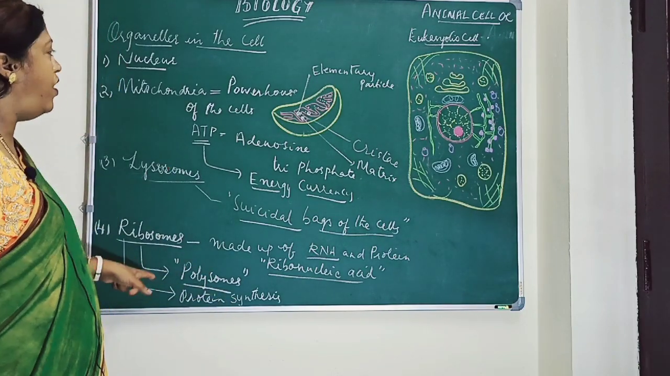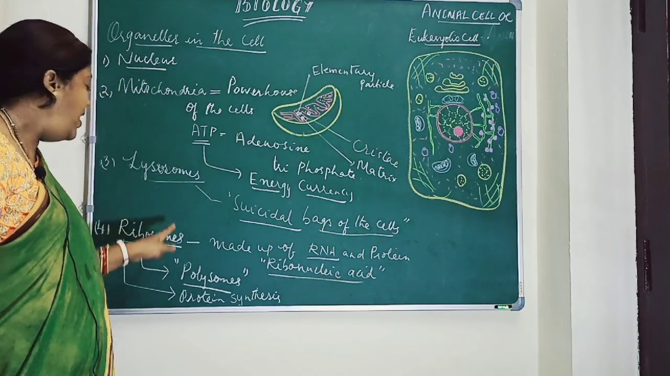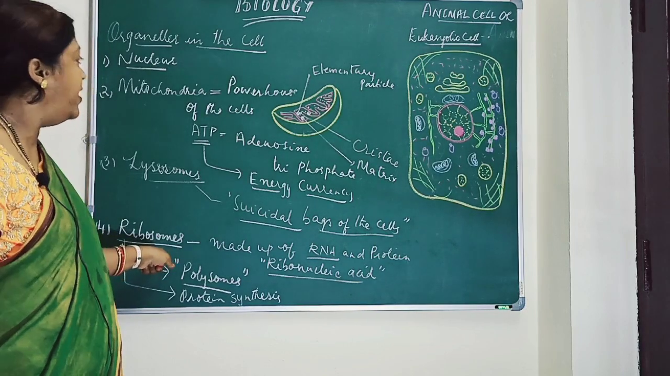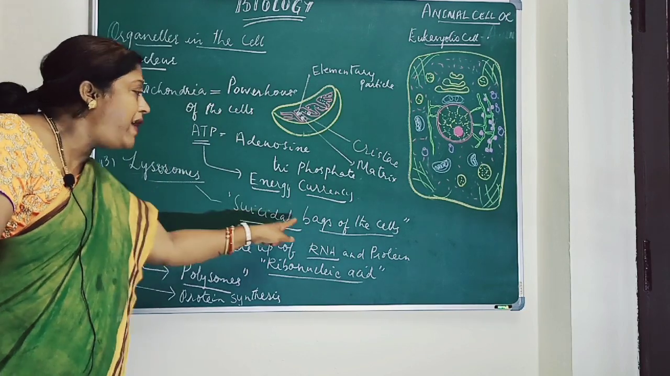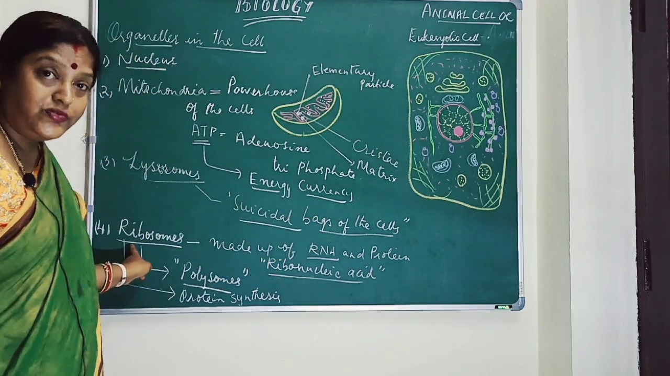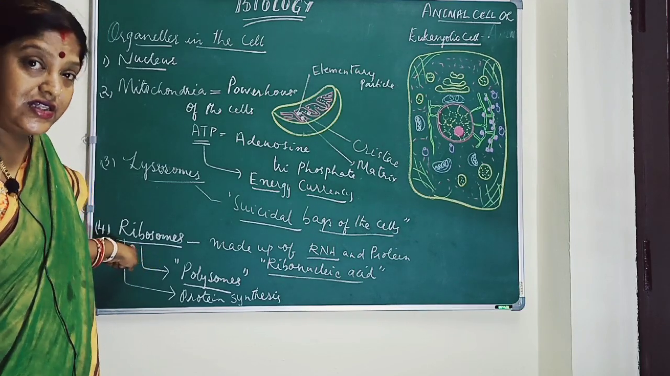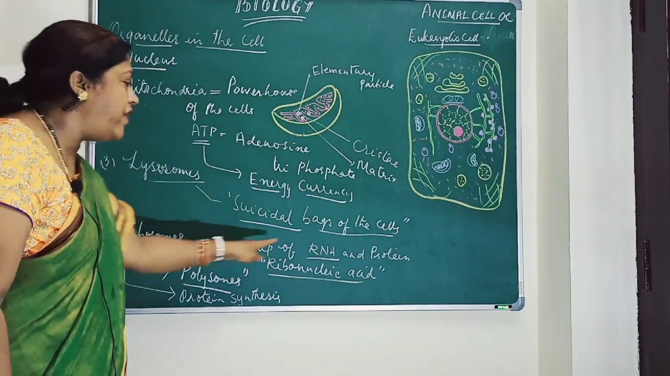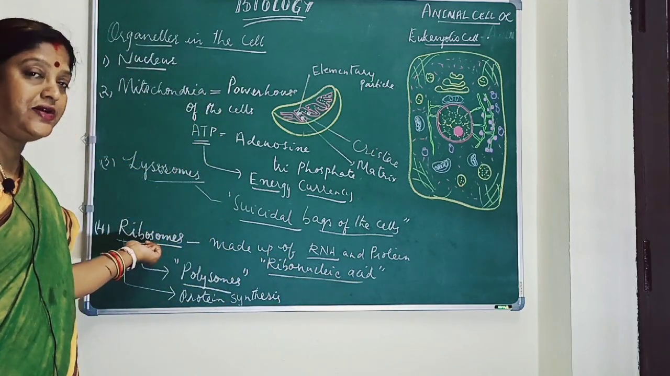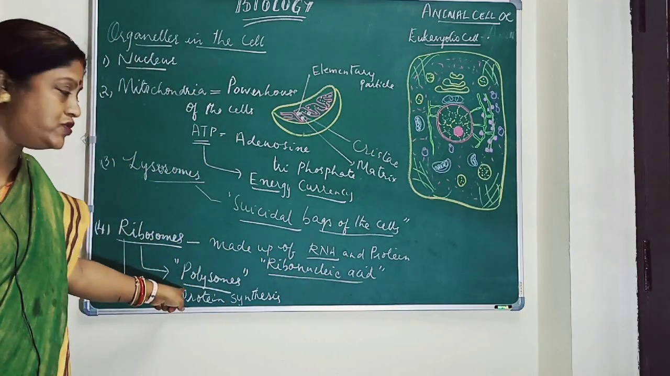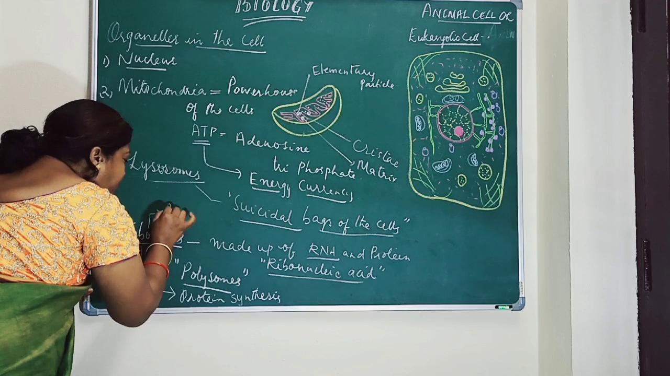So these are some of the organelles. Here mitochondria is surrounded by a double membrane, lysosome is surrounded by a single membrane, and ribosomes have no membrane. Mitochondria is called the powerhouse of the cell, lysosome is called the suicidal bags of the cell, and ribosomes are called the protein factories because they synthesize protein. They are made up of RNA, ribonucleic acid, and protein, and if they are present in groups, they are called polysomes. Ribosomes are also called protein factories.